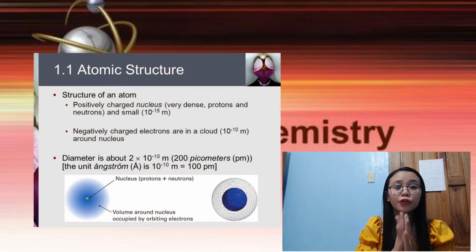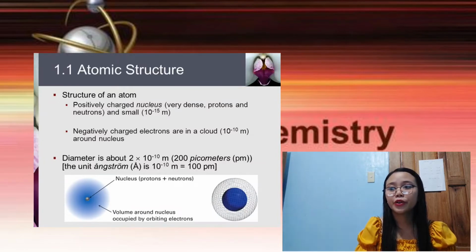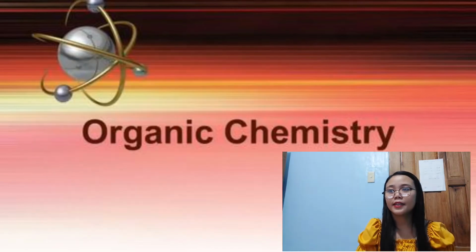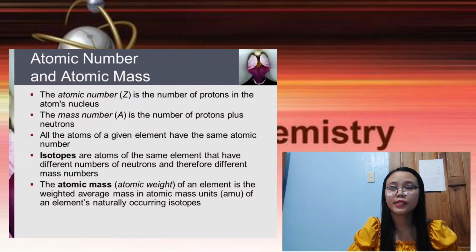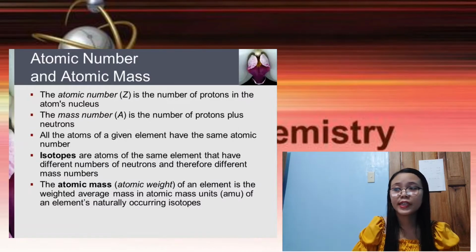Structure of an atom: a positively charged nucleus, very dense, with protons and neutrons. Negatively charged electrons are in a cloud around the nucleus. And now let's learn about the atomic number and atomic mass. Okay, the atomic number Z is the number of protons in the atom's nucleus. The mass number A is the number of protons plus neutrons.